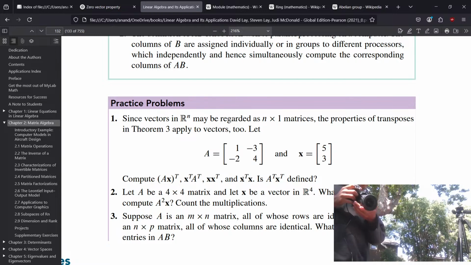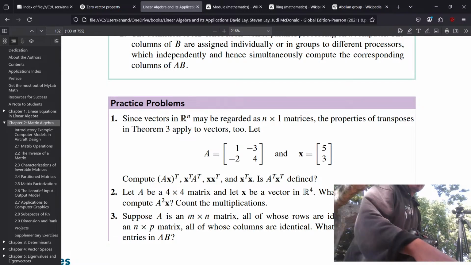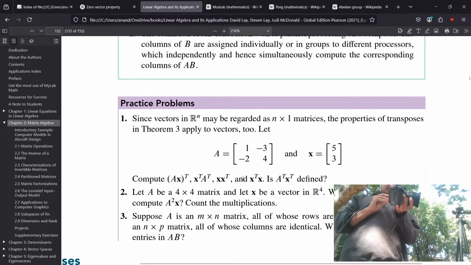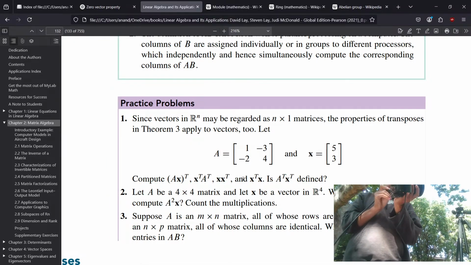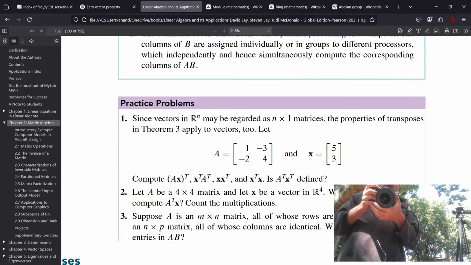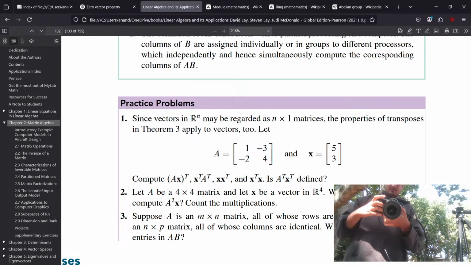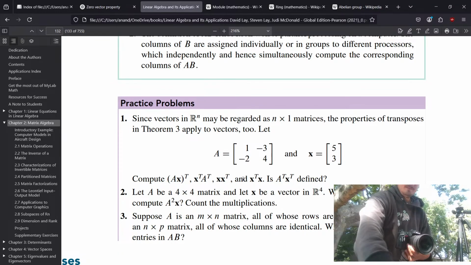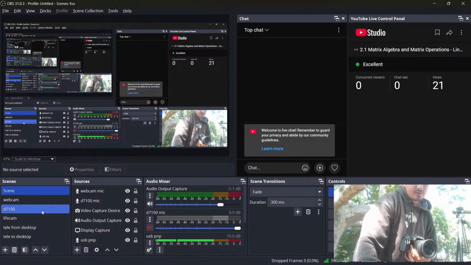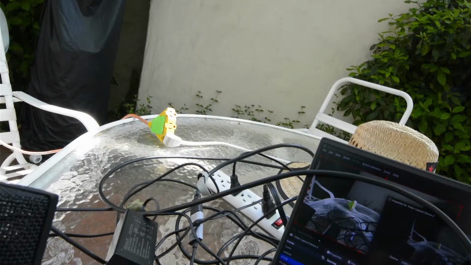Okay. So now we need to do this. And then we need to do this. Okay. And then we need to go over here. I think we need to do this. All right.